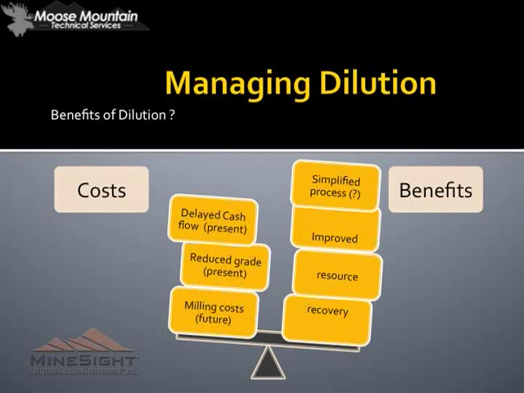Some of the costs of dilution that we're trying to offset through improved resource recovery include delayed cash flow. That's a present cost. When you're sending dilution material or deleterious material to the mill, you're taking up mill capacity and reducing annual cash flow. Reduced grade, of course, is tied directly in. And you're spending money that you wouldn't have to spend: milling costs going against crushing and milling waste to produce nothing, essentially.